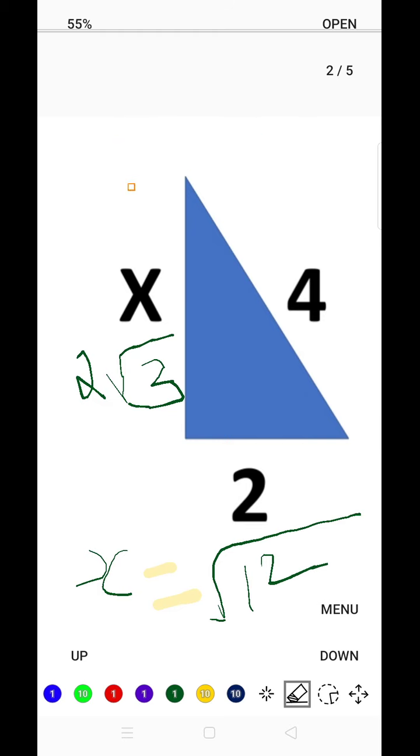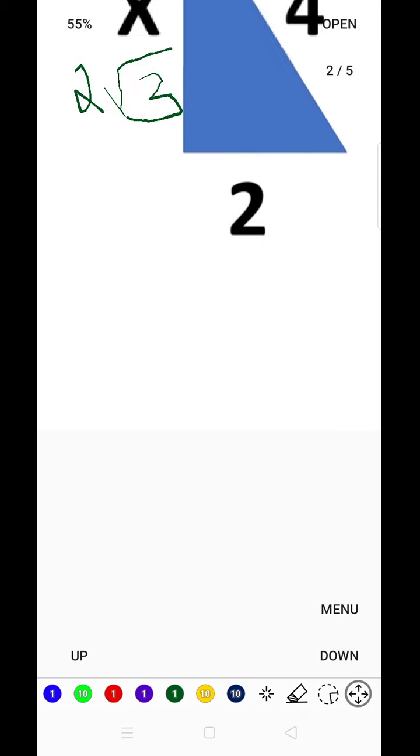Then let me erase this. So what we have learned here is x equals 2 root 3. I hope now you are getting the idea of what I want to tell you. Compare the base and compare the perpendicular height. Let us move on to the next question.